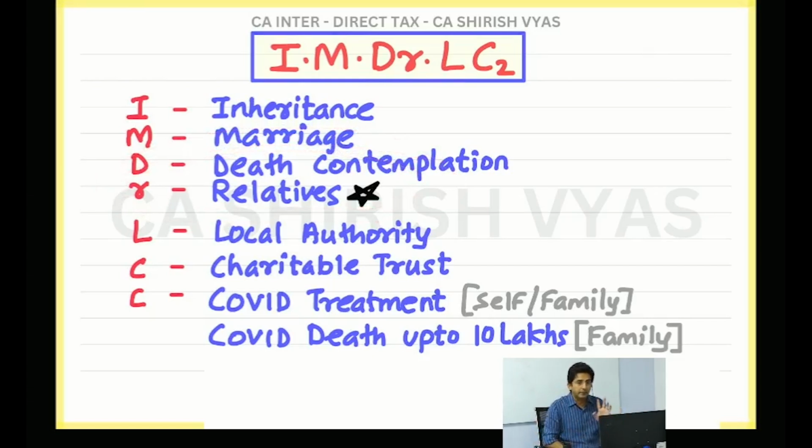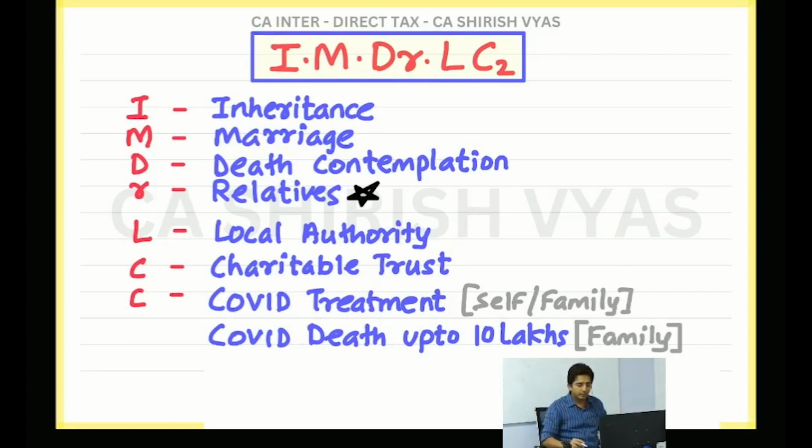See, in COVID, tell me how it is. If treatment is going on, whether it is my treatment, or spouse, children, dependent, parents, brother, sister, anyone's treatment, I am receiving, it will be exempt, any amount. But in case of death, I am receiving, but I am not dead, my family is dead. I am receiving, but I am alive. So who died? Family: spouse, children, parents, brother, sister, dependent. They died, so I receive up to 10 lakhs, and it will be exempt.